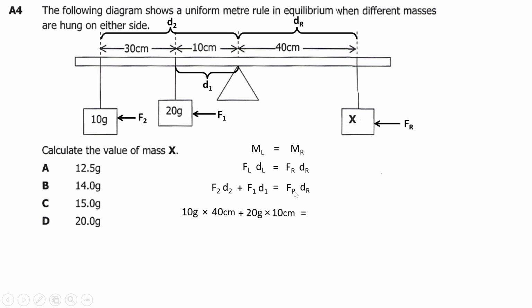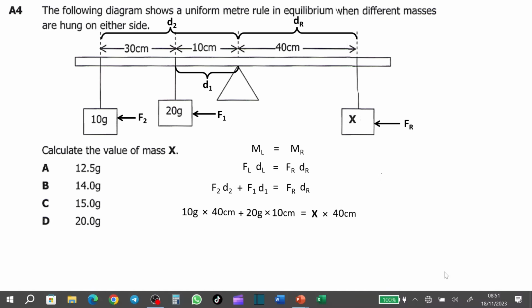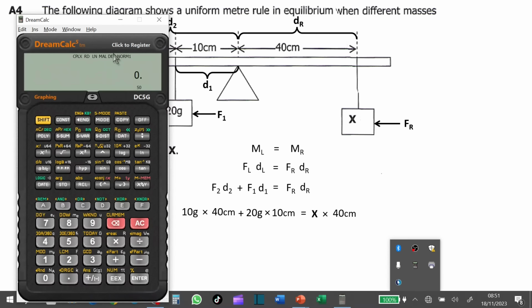Okay, then equals FR is actually X here. So you put X times DR, which is actually 40 centimeters here. So you put 40 centimeters. Now, let me get my calculator so that I show what I did.